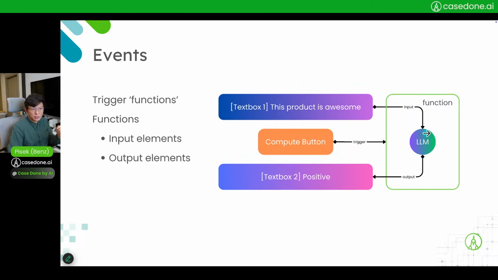Now inside this function, I may write a way for the LLM to judge whether it's a positive or a negative message, sentiment analysis. If it's positive, it will return the string positive and push the response to text box 2. Text box 2 will receive that string and update itself. And this is what it is, guys.